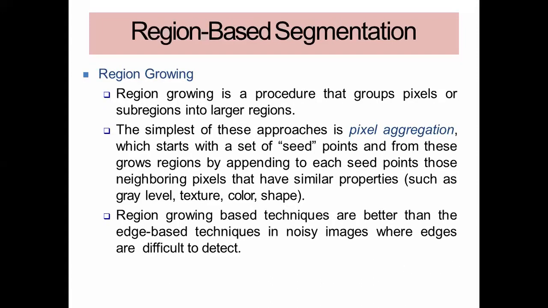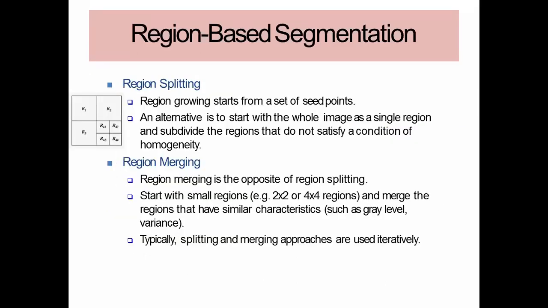Now, region-based segmentation: region growing. Region growing is a procedure that groups pixels or sub-regions into larger regions. The simplest of these approaches is pixel aggregation, which starts from a set of seed points and grows regions by appending to each seed point those neighboring pixels that have similar properties such as gray level, texture, color, and shape. Region-growing based techniques are better than edge-based techniques in noisy images, where edges are difficult to detect.